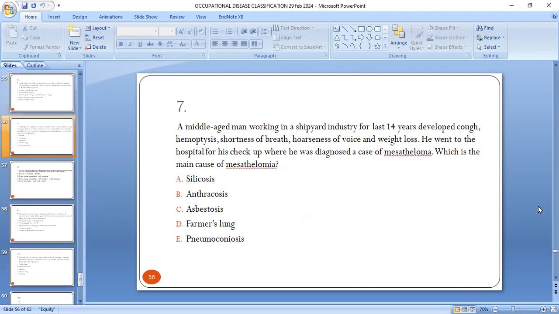A middle-aged man working in the shipyard industry for the last 40 years developed cough, hemoptysis, shortness of breath, hoarseness of voice, and weight loss. He went to the hospital for his checkup, where he was diagnosed with mesothelioma. What is the main cause of mesothelioma? Is it silicosis, anthracosis, asbestosis, or pneumoconiosis? D. Please see, asbestosis is the cause of mesothelioma.